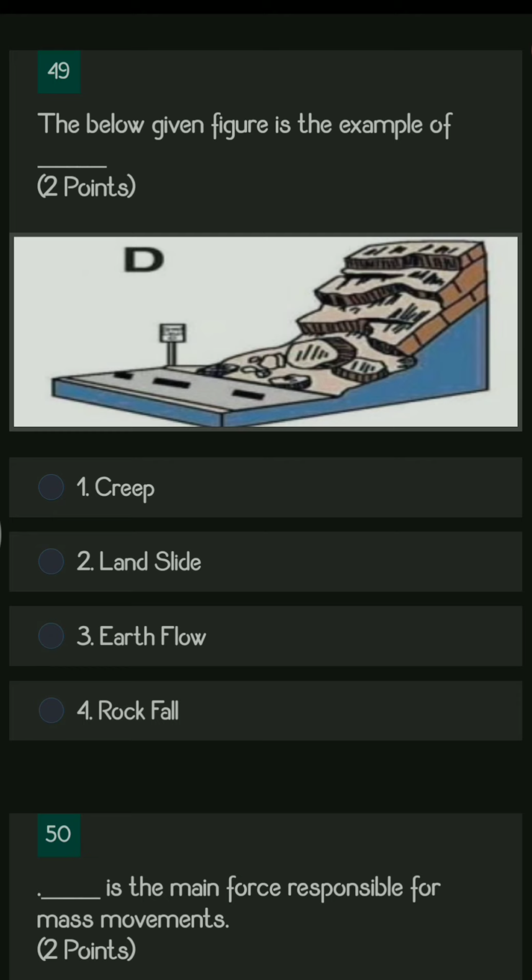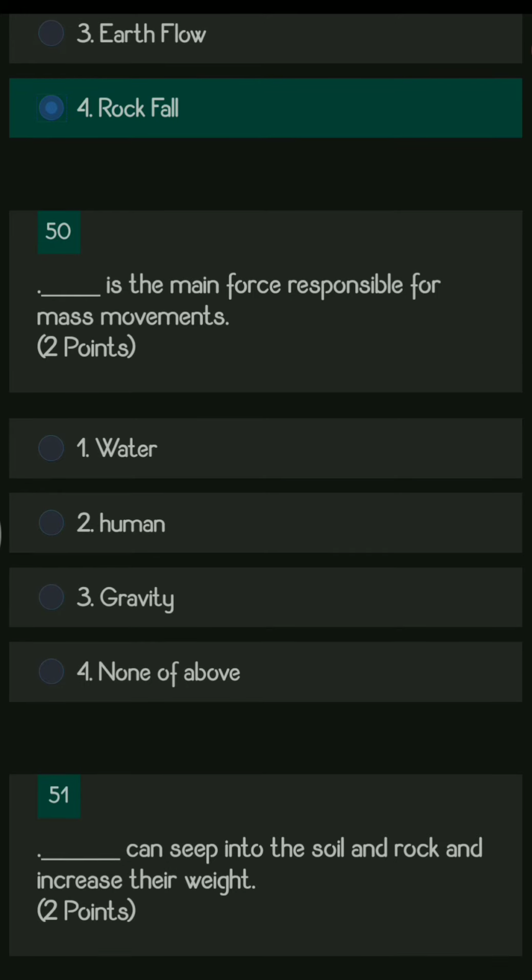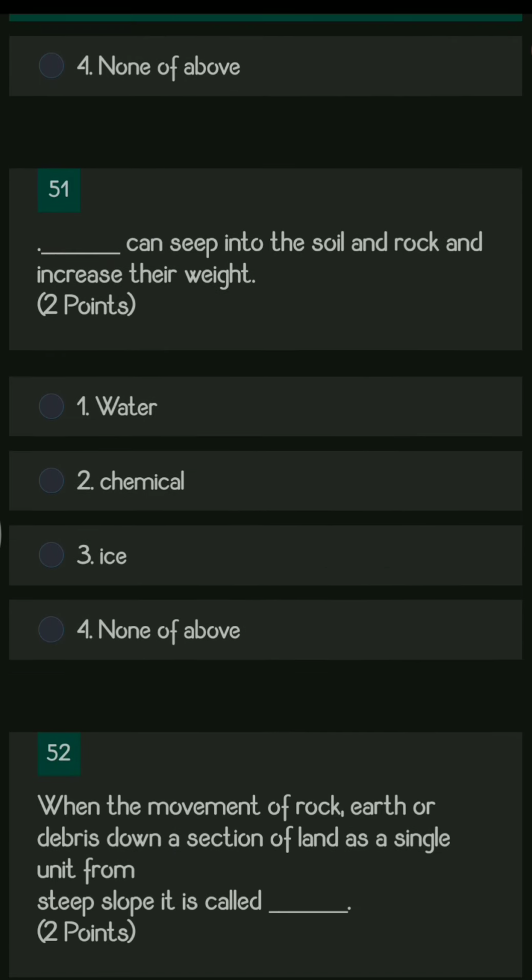Next question, the below given figure is an example of dash. In the figure you can see so many rock particles coming down. So this is a rock fall. Next question, dash is the main force responsible for mass movement. The options are water, human, gravity, none of the above. For mass movement you basically require gravity and a slope. So gravity is the perfect answer, which pulls everything down.